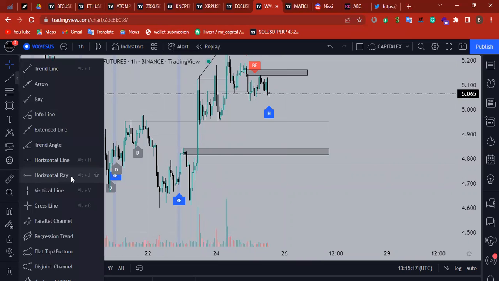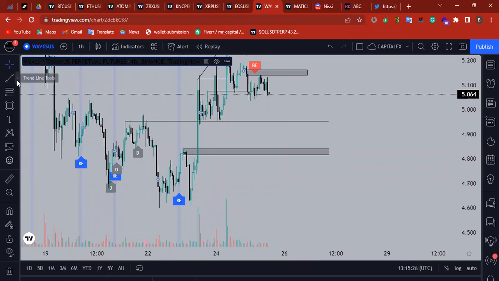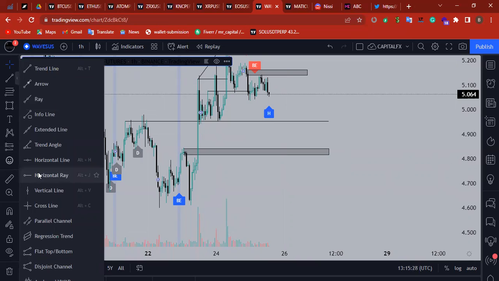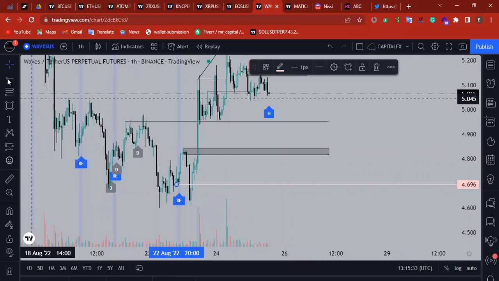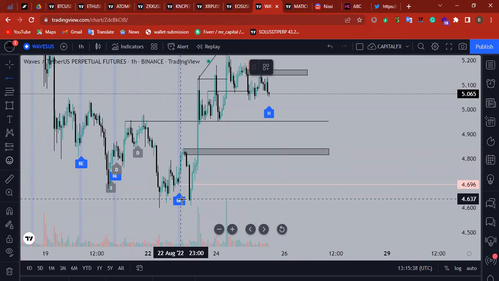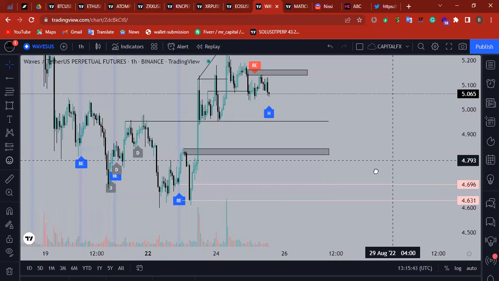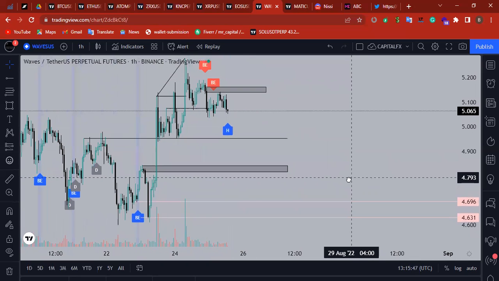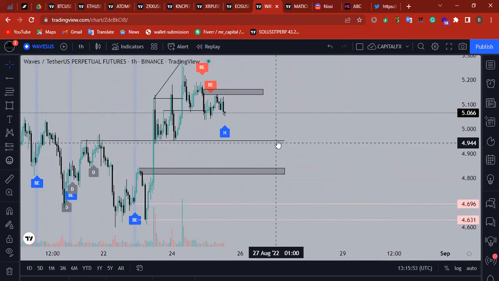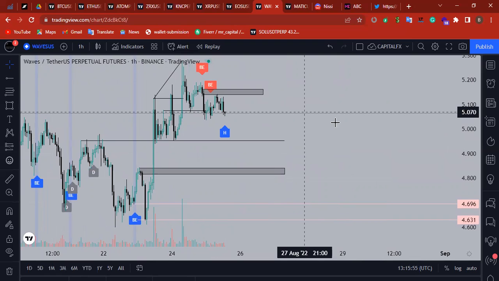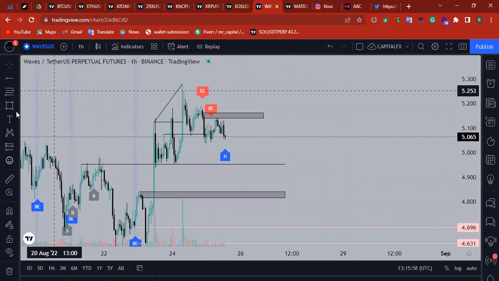Let me not use OD, let me use resistance. These are the two places we are looking at in 1 hour. So now, this is another OB, BOS, this OB. So now let's put our entries.